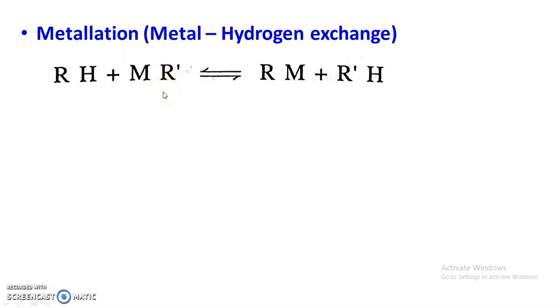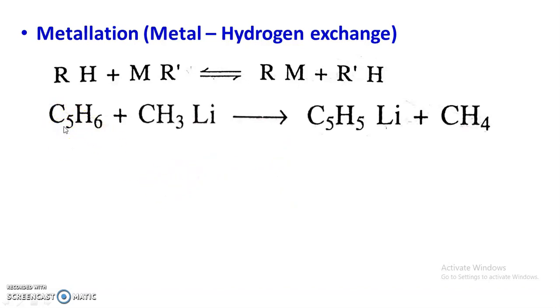When mixed with an organometallic compound R'M, where M is metal and R' is an alkyl group, there is a formation of RM, that is a new organometallic compound. Here actually this metal displaces this hydrogen, and this metal joins with this R, we get RM, and the displaced hydrogen joins with R', and there is a formation of another hydrocarbon. We'll take an example.